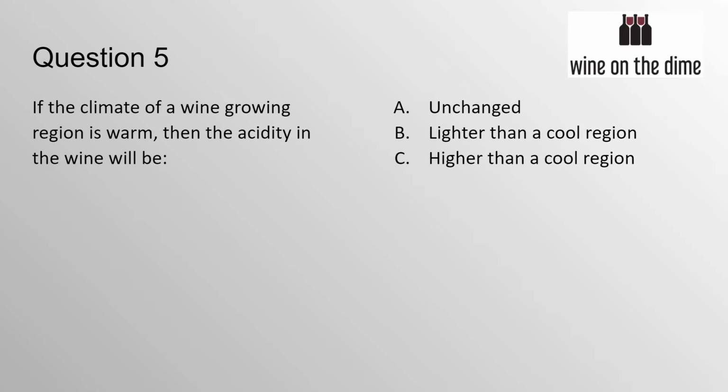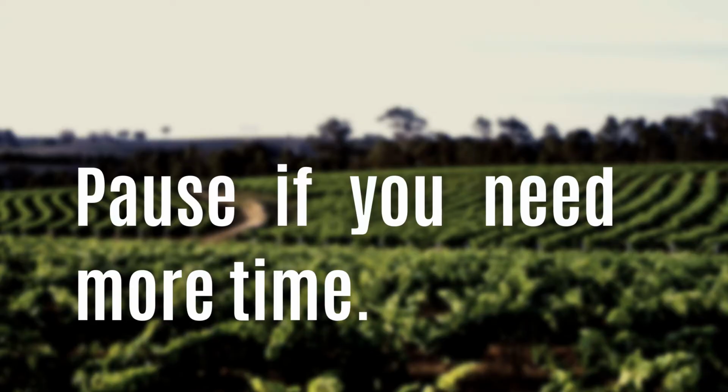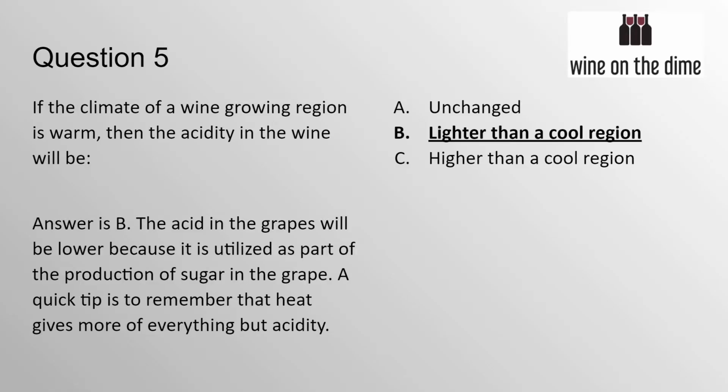Question number 5. If the climate of a wine growing region is warm, then the acidity in the wine will be A, unchanged, B, lighter than a cool region, C, higher than a cool region. The answer here is B. The acid in the grapes will be lower because it is utilized as part of the production of sugar in the grape. A quick tip to remember is that heat gives more of everything but acidity.